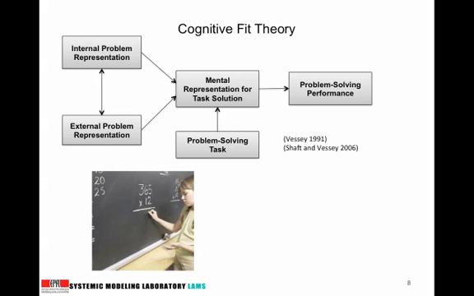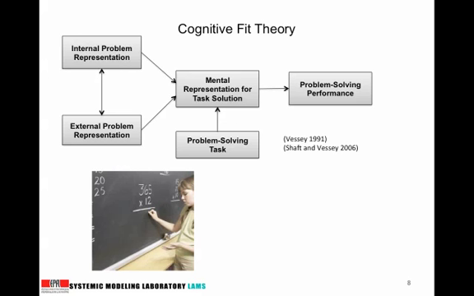Well, the external representation for that task would be writing it down. So the very first thing that most of us do to carry out a multiplication task is to write it down. There are many people who can do it without writing it down, but most of us do it. So writing the multiplication problem-solving task down is the external representation.